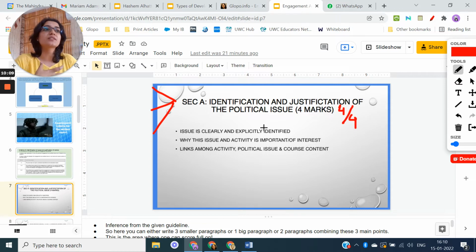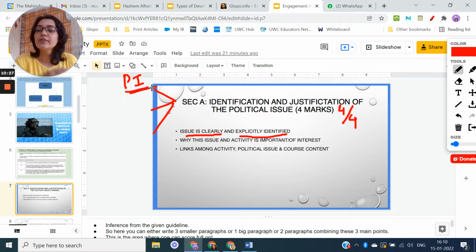There are high chances that you may score 4 out of 4 if you do justification for all these pointers. What are those pointers? Number one, the paragraph would include that you have written the issue clearly and explicitly identified. So what is the political issue that you have explained or identified clearly, in one paragraph, right? What could be the words? I'll be coming to you on this particular point.